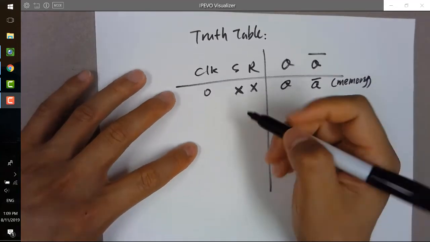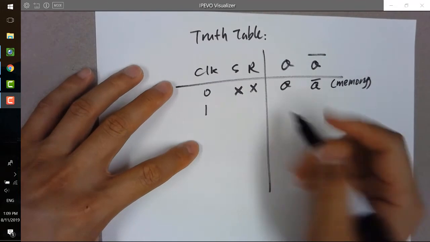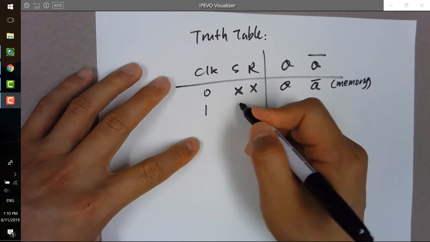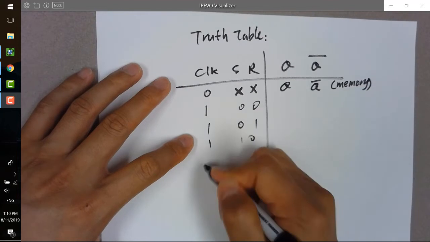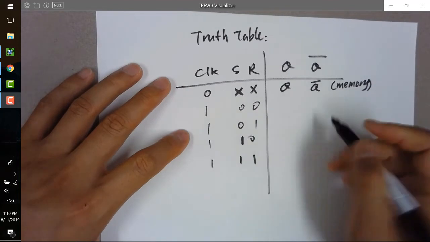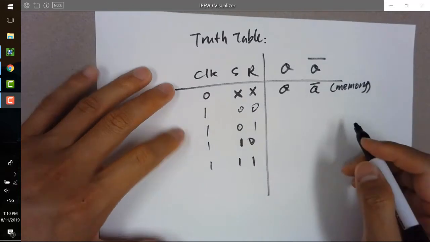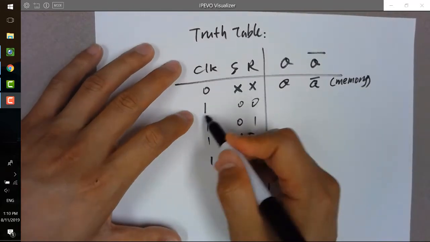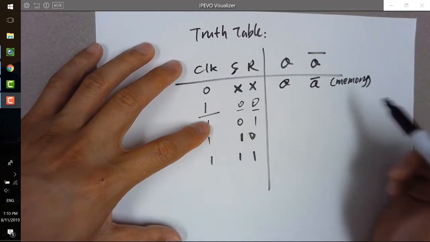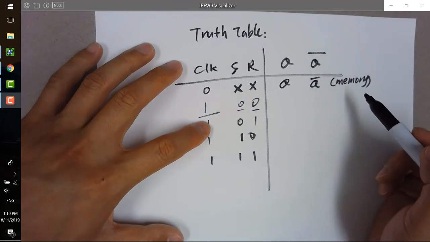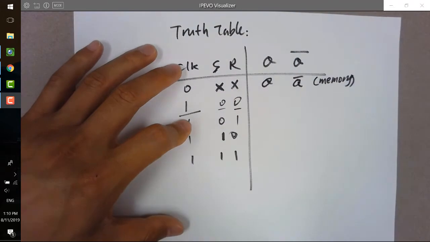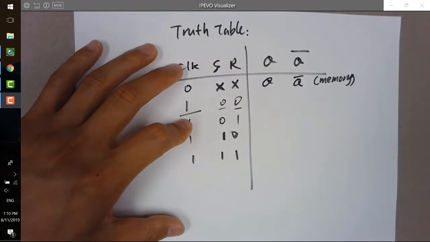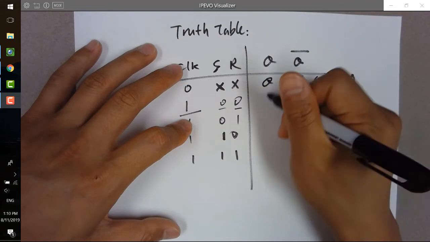And then when the clock becomes 1, let's start with S R: you can have 0 0, 0 1, 1 0, 1 1. You have 4 states you want to analyze. So when the clock is 1, these two will be passed through the two NAND gates in the front, and then you have 1, 1 for the latch. When you have 1, 1 for the latch, it's a NAND gate latch, so it's going to be a memory as well.